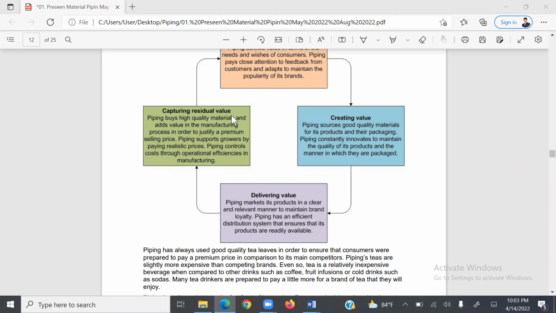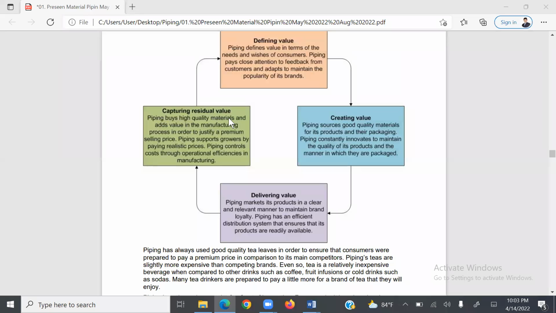So one is they charge a premium, but the main reason they charge a premium is the quality. And the second thing they are doing is paying realistic prices to the growers, and also operational efficiency. That means their factory is managed efficiently, so they are able to sustain financially as well.